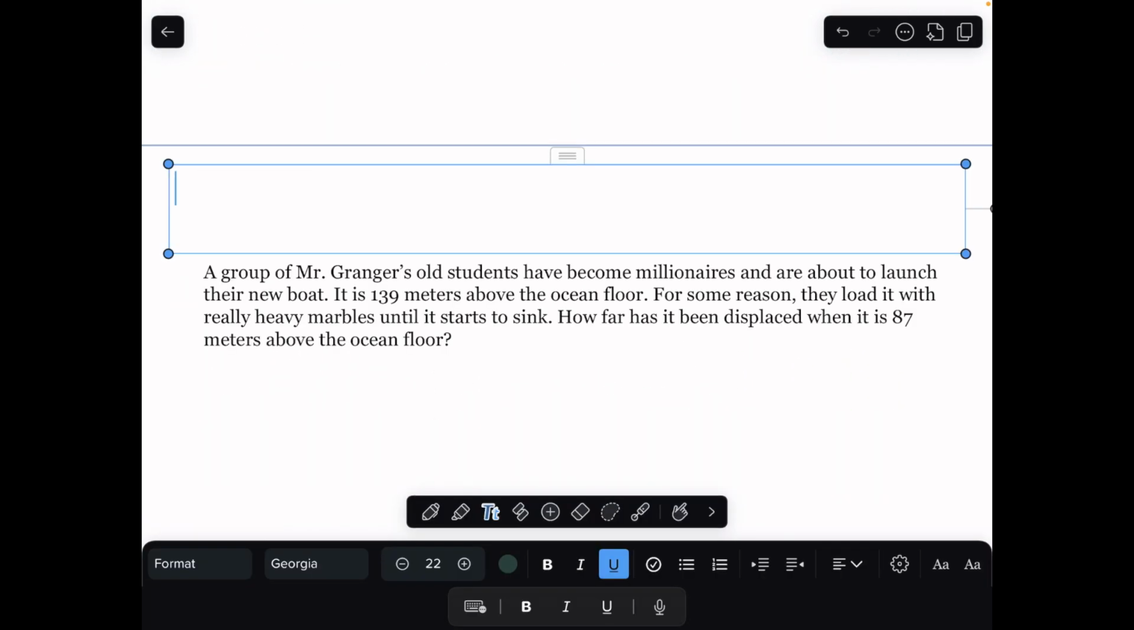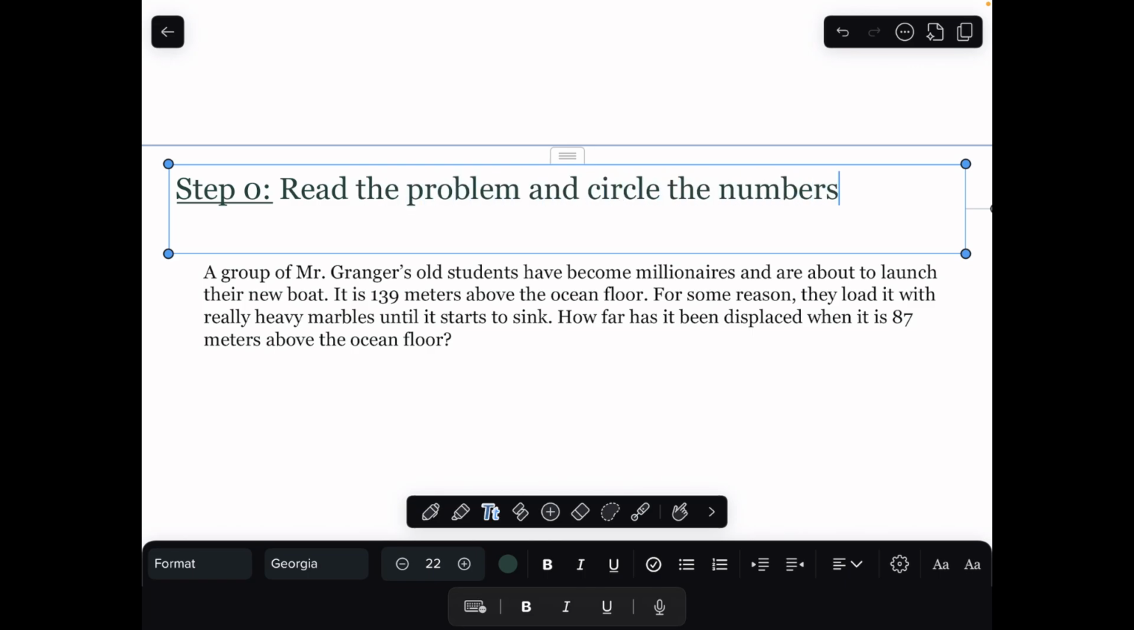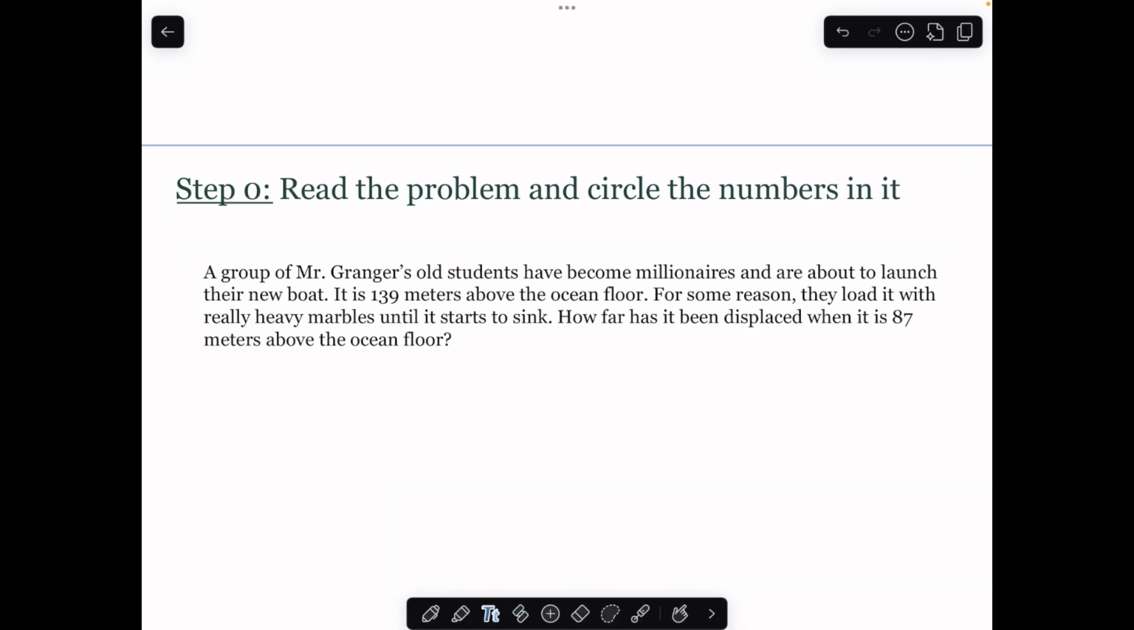We are going to go over the 5 steps that you need to solve all physics problems in this class. And the first step is actually, well, there is a step 0. There's a step 0 because I was kind of surprised I had to do this one. But step 0 is to read the problem and circle the numbers in it. All right, so let's go ahead and do that here.